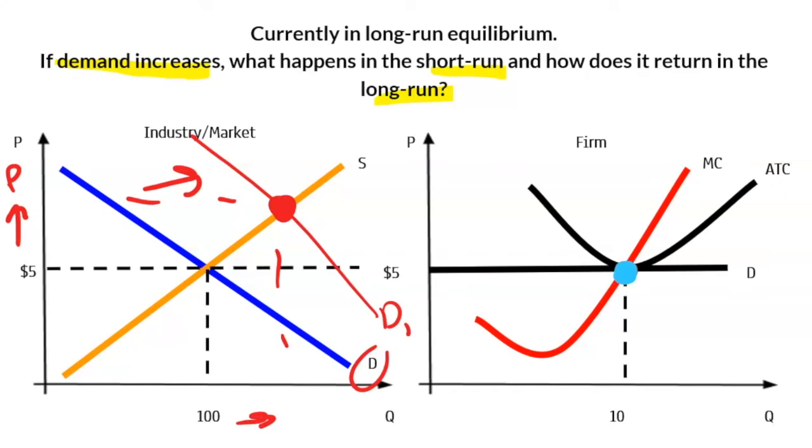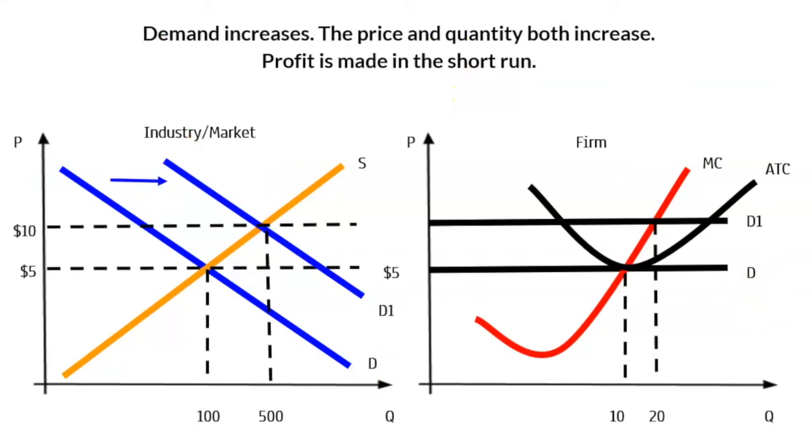But because our price increased in the market graph, what also has to increase on our firm graph? Well, this demand marginal revenue curve also has to increase, because that marginal revenue demand price curve is always going to be where the equilibrium price is in the market graph. So in other words, it's going to look like this. Our demand curve shifted to the right. We have a new equilibrium point where price increased to $10 and our quantity increased to 500.